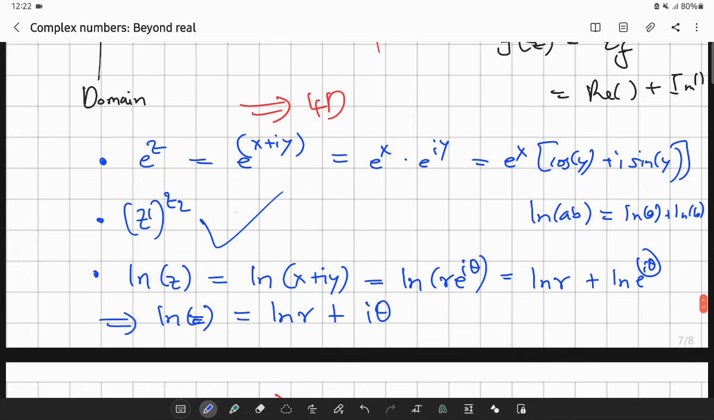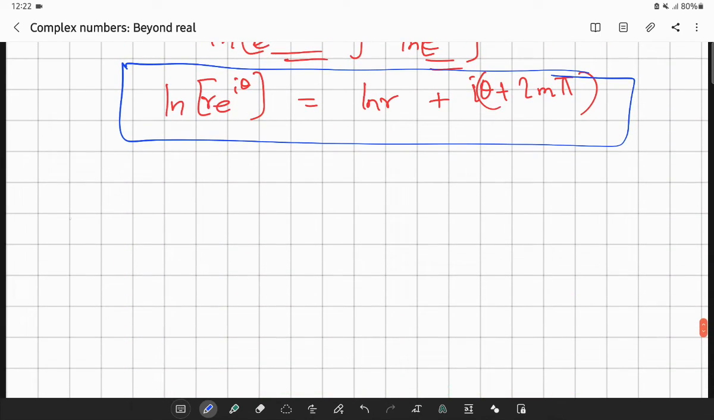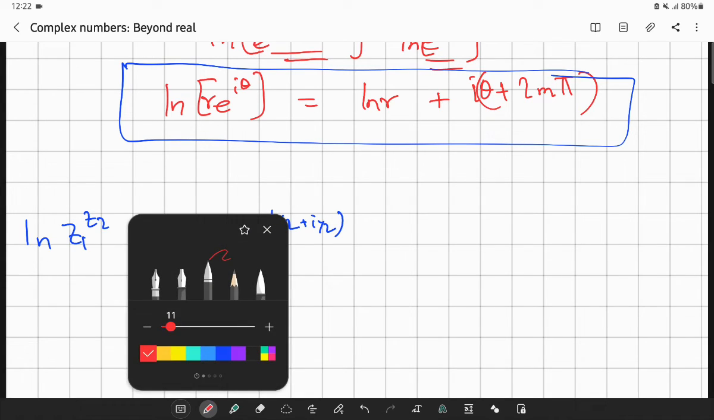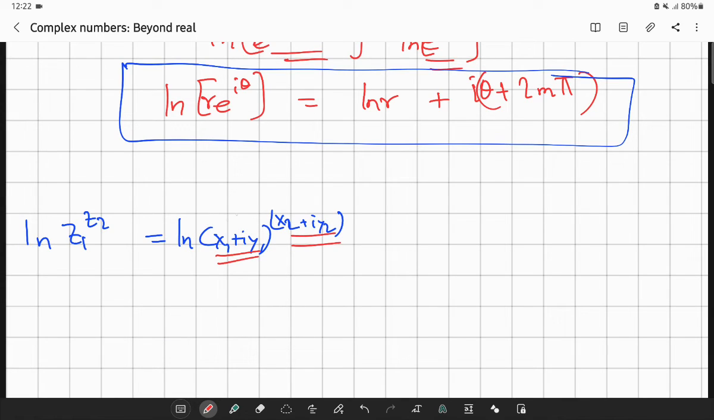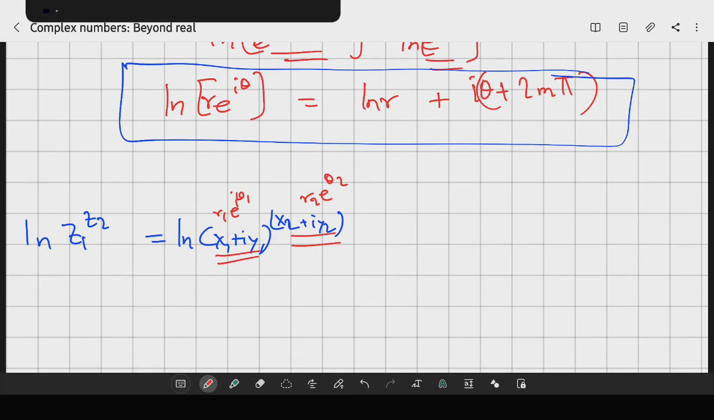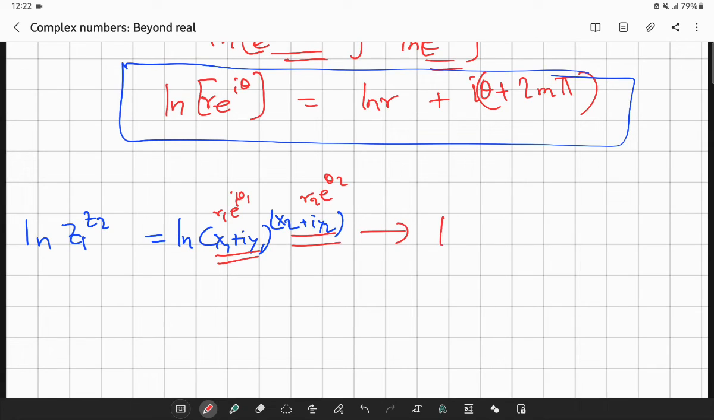Now we can deal with z1 raised to z2. How do we deal with this? We have x1 plus i y1 raised to x2 plus i y2. How do we even go about calculating this? First things first, we take ln on both sides and convert these to polar coordinates again. This will be r1 e raised to i theta 1, and this will be r2 e raised to i theta 2.